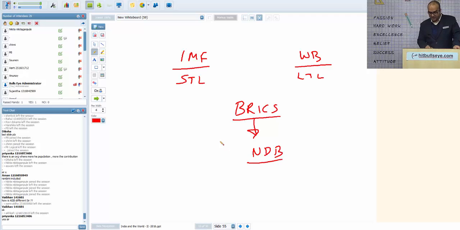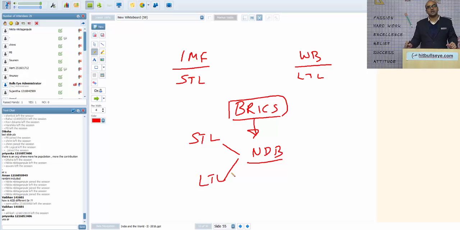Now, when you talk about NDB, it performs two functions, right? All these five nations are equal contributors and they have one vote each. So that is different from IMF and World Bank, right? NDB will provide short-term loans in case of balance of payment crisis, and also long-term loans for developmental purposes. So you can very well see that BRICS Bank will mirror the functions of IMF and World Bank, right? So that is a competitor that the developing nations have raised against the IMF and World Bank.